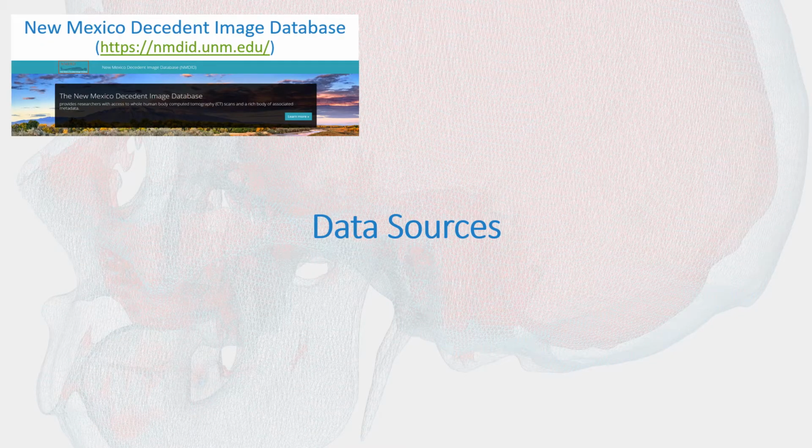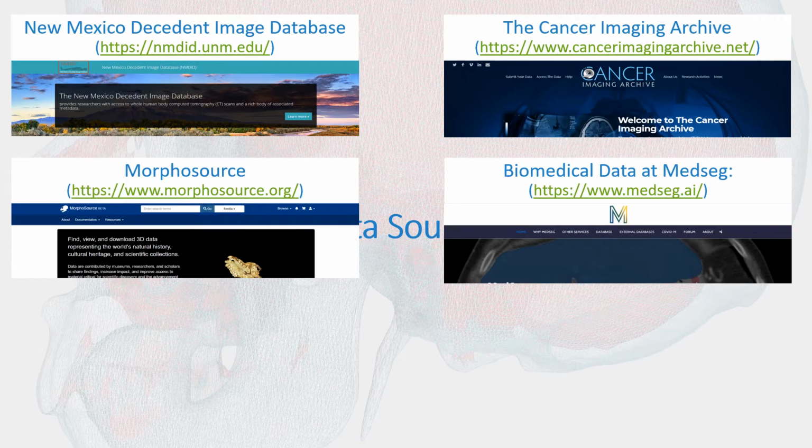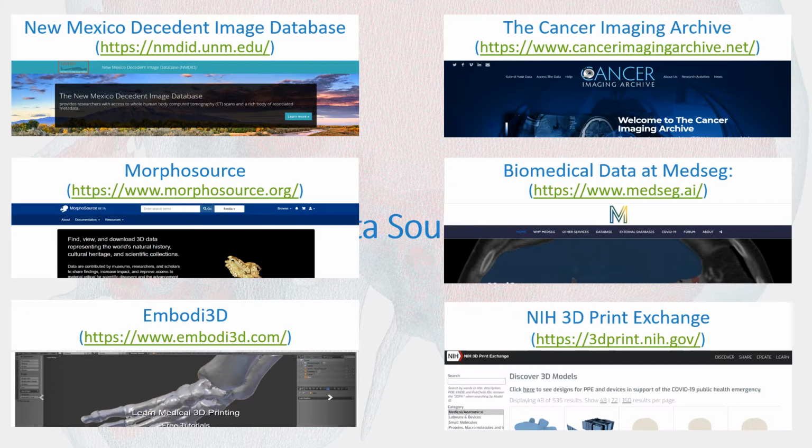Data sources of virtual osteological data include online CT repositories such as the New Mexico Decedent Image Database, the Cancer Imaging Archive, MorphoSource, Embody3D, the NIH 3D Print Exchange, and many other biomedical sources can be found listed at the MedSeg site. 3D human osteological models can be found at MorphoSource, Embody3D, the NIH 3D Print Exchange, and Sketchfab. Most of these data sources are openly accessible with or without registration.